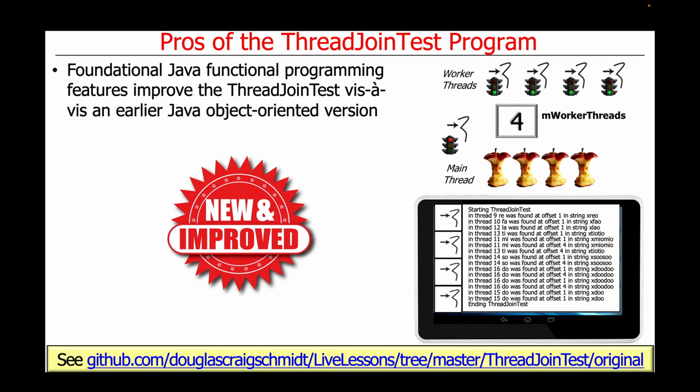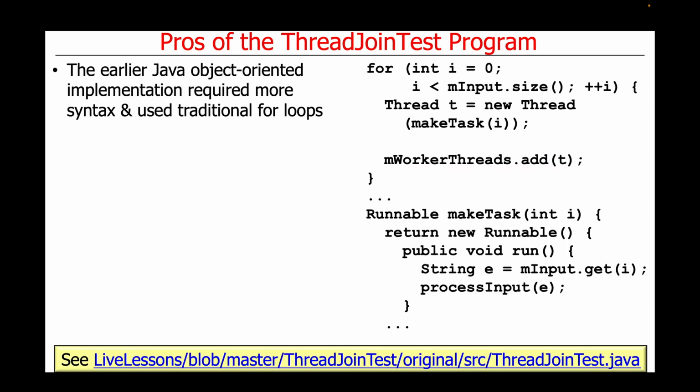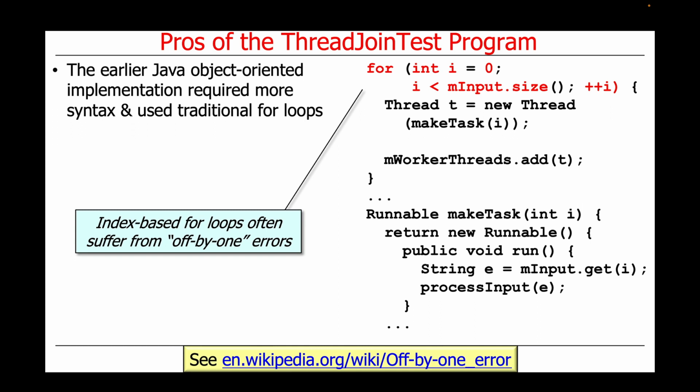The foundational Java functional programming features, such as lambda expressions, method references, and functional interfaces, improve the ThreadJoinTest case study vis-a-vis an earlier Java object-oriented version that you can find in the link at the bottom of the slide. The earlier Java object-oriented implementation required more syntax and also used traditional for loops. Unfortunately, traditional index-based for loops often suffer from off-by-one errors.